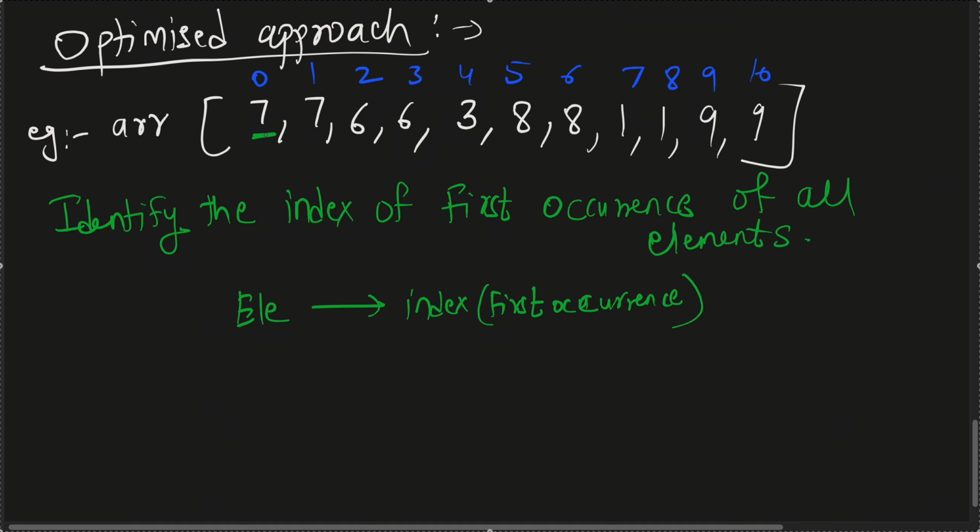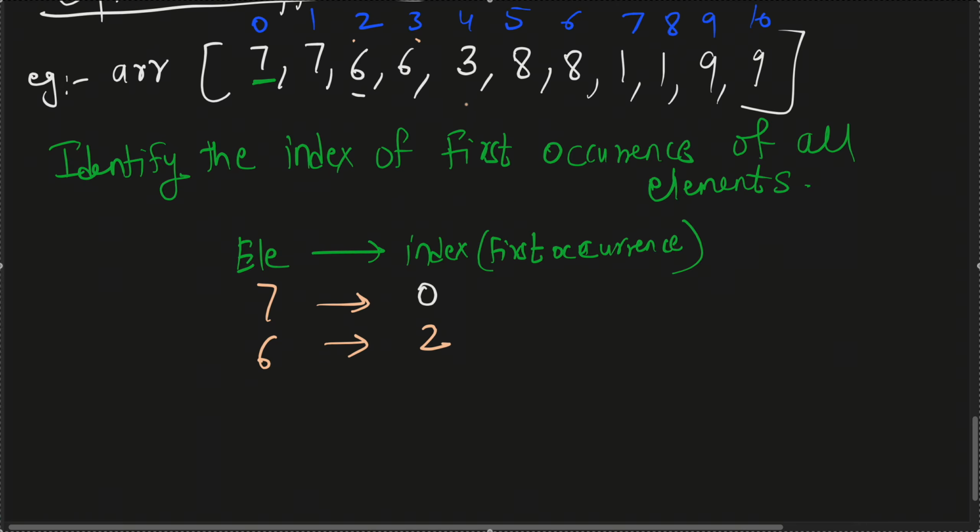Here the element is 7. What is the first occurrence of that element? In this array, 7 is coming 2 times, 7 at index 0 and 7 at index 1. So what is the first occurrence? It is not 1, it is 0, because 0 is the first occurrence. So the answer is 0. For 6, what is the first occurrence? 2 and 3. First occurrence is 2.